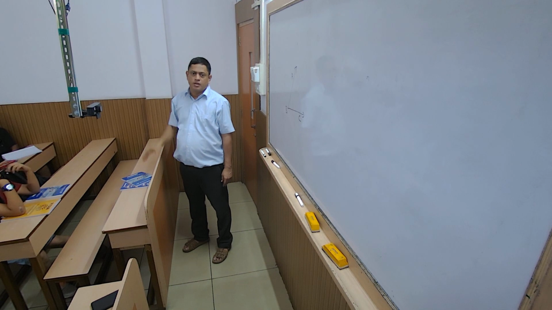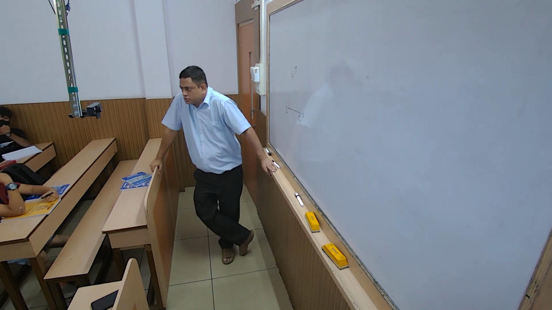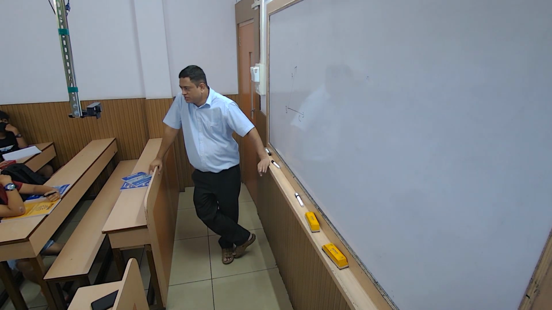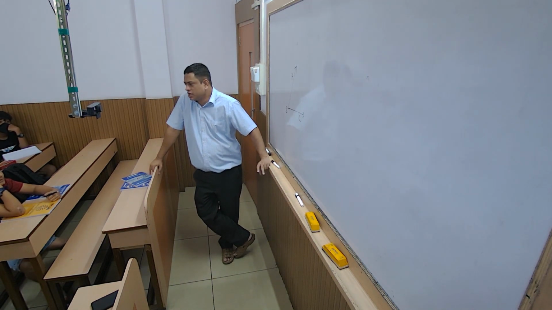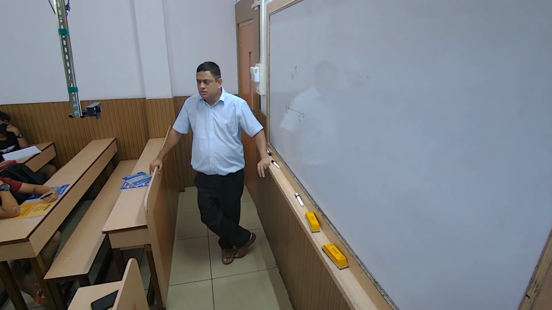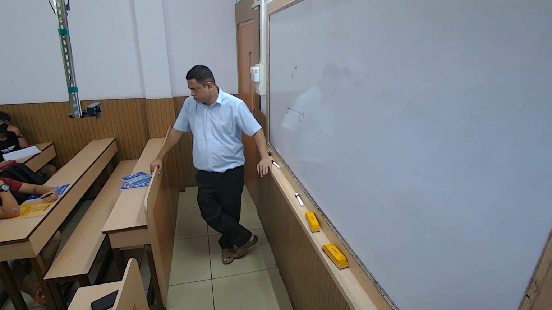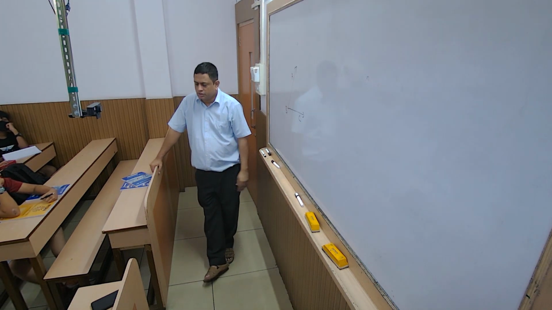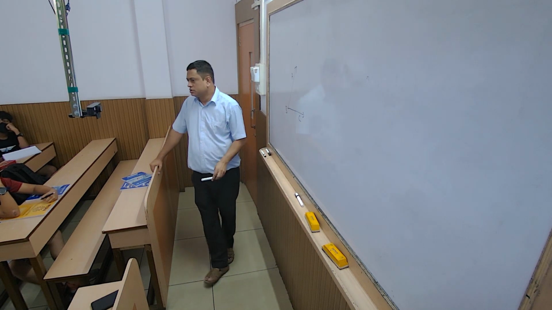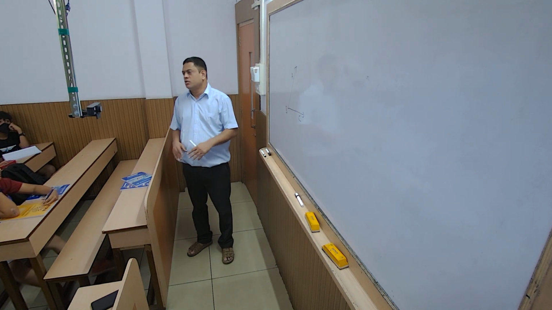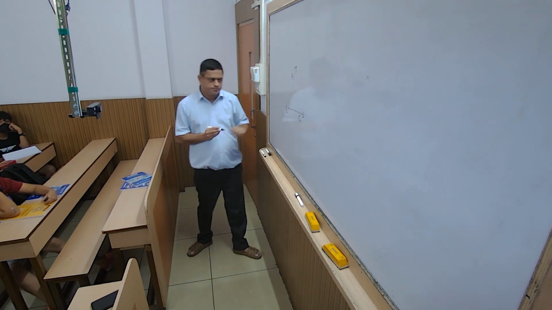Listen now. Adjacent angles means three properties are satisfied. One is, they have a common vertex. Second, they have a common arm. Third, their interiors do not overlap. Do you know what is the interior? This is the interior. Or another way to state the third: the non-common arms lie on the opposite sides of the common arm.